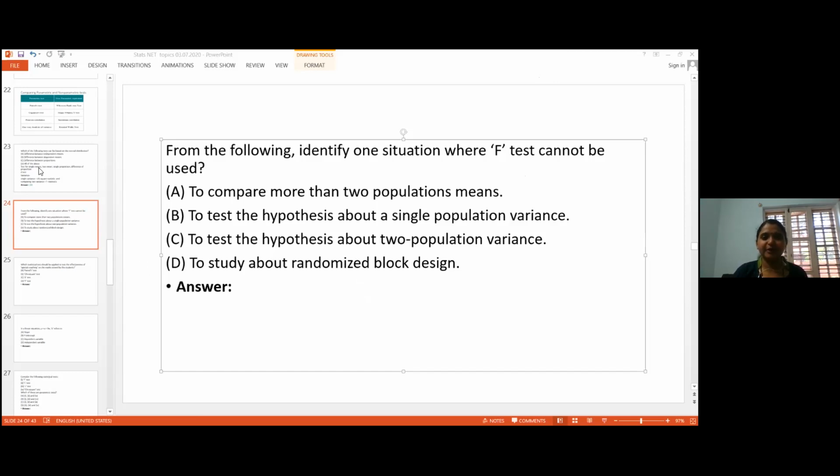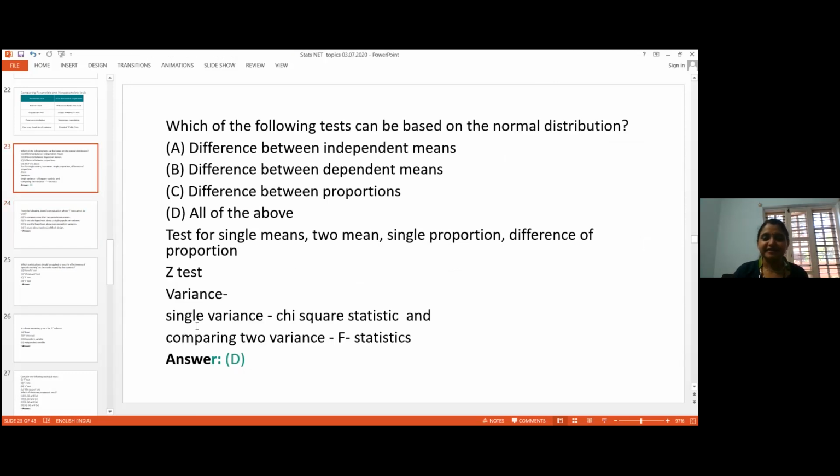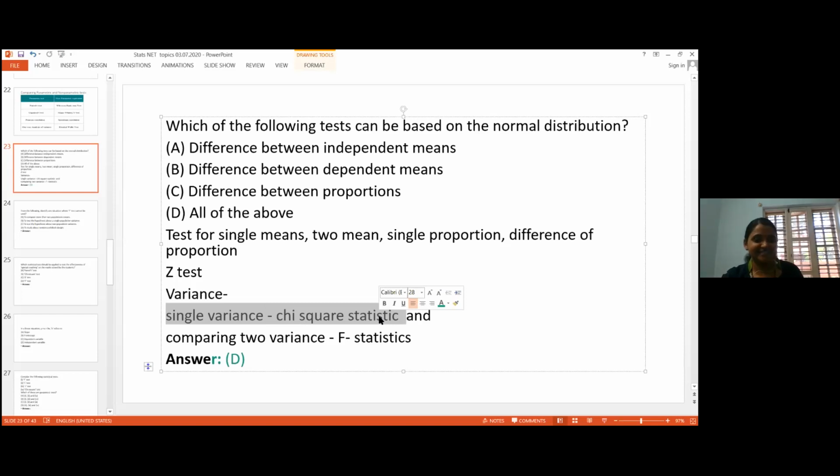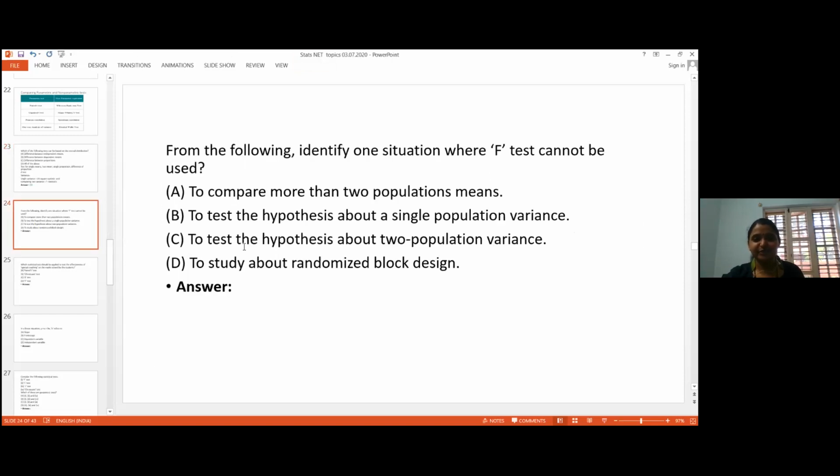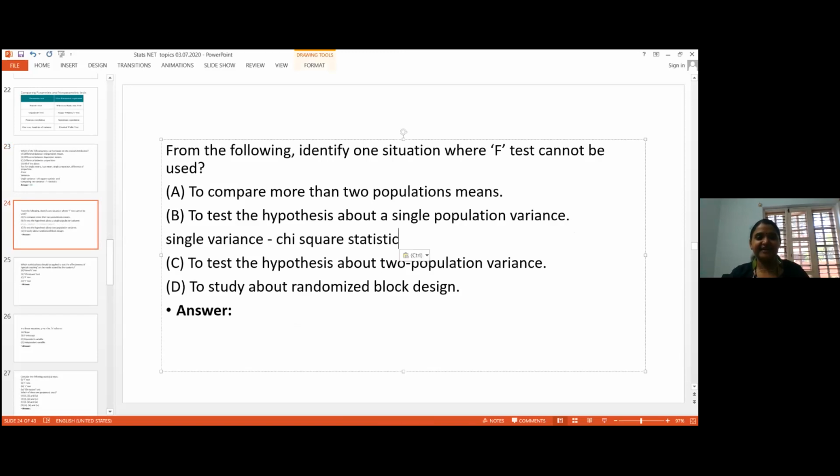Just one moment, coming to the previous slide. I said a single variance is based on the chi-square test. So you understood what the option is. Here the answer is like this. And this is basically our ANOVA. See, more than two means is ANOVA.